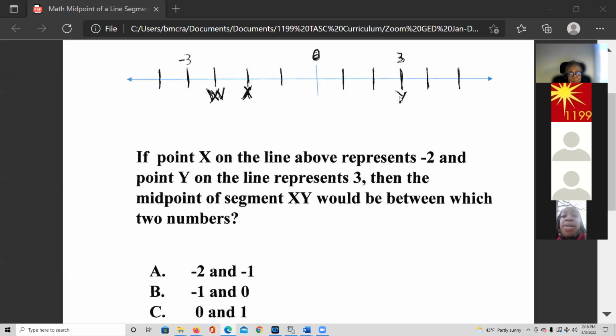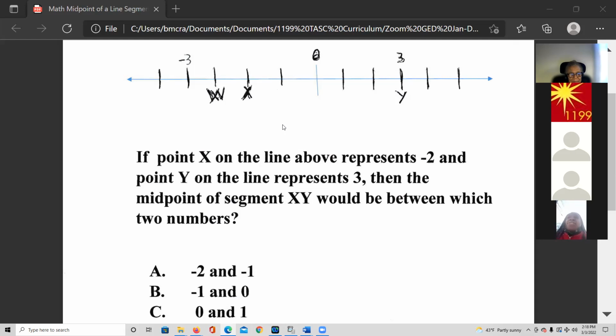Now, we said 5. So what's half of 5? Half of 5 is 2.5, right? So if you count 2.5, where would that take you, Mercedes? If I count 2.5 starting from my X, where would that take me?